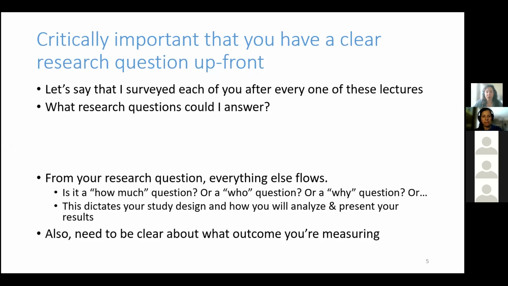Are we talking about a how much question or a who question or a why question, right? These are all different question words, or however you learned them when you were a kid. And those will absolutely shape how you're designing your study, who you're talking to, who you're comparing, how you're going to analyze and present your results. So really think this through: am I interested in how much everyone got out of each lecture, or was it an overall net gain, or who got the most? Those are all different questions and will require slightly different study designs and analysis approaches.